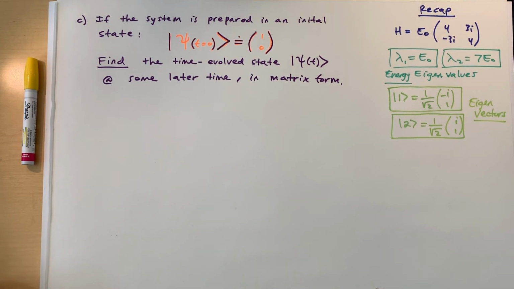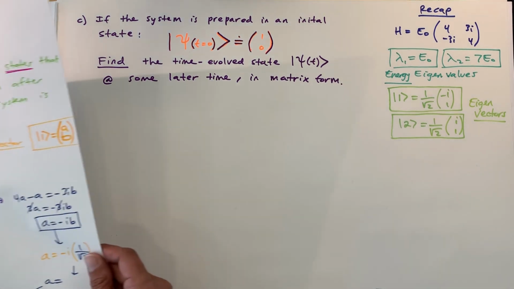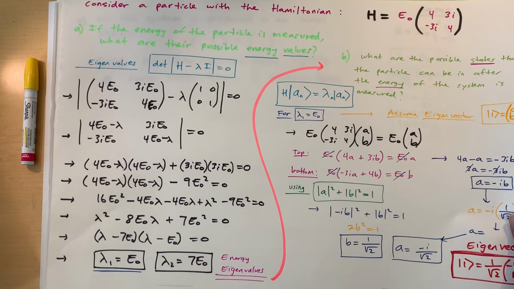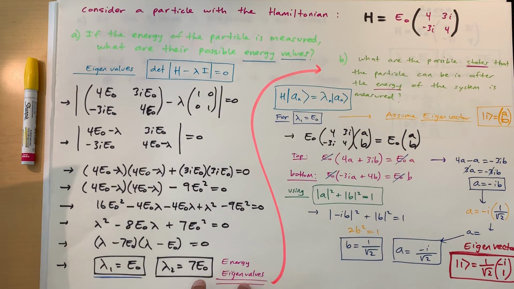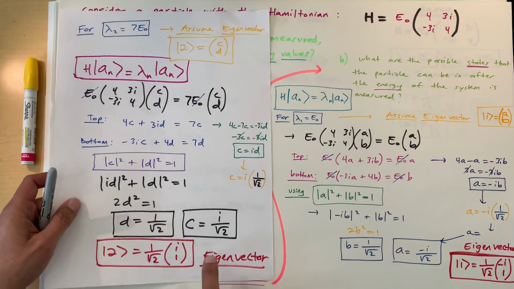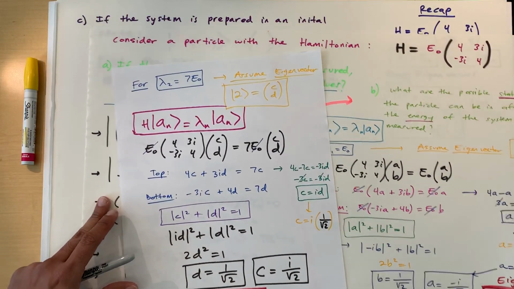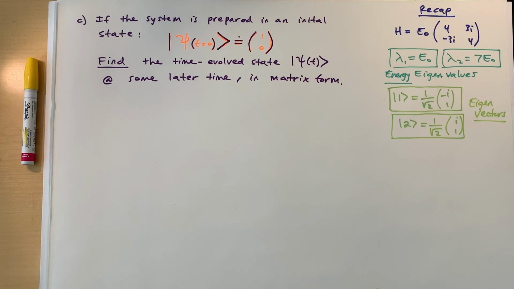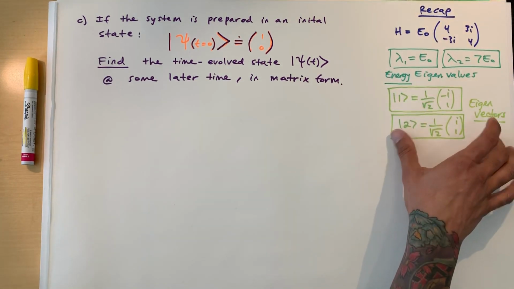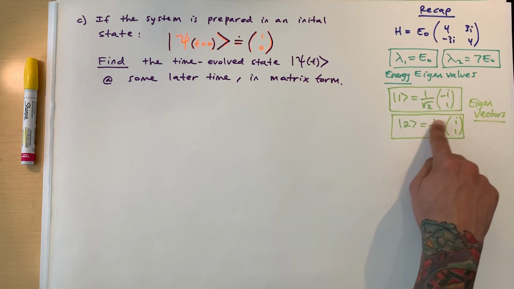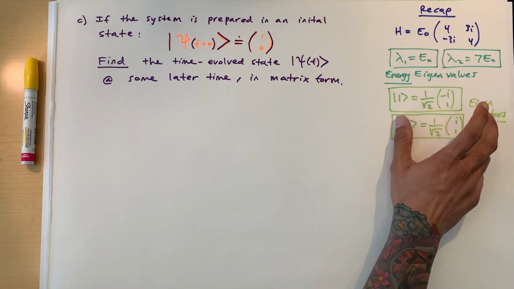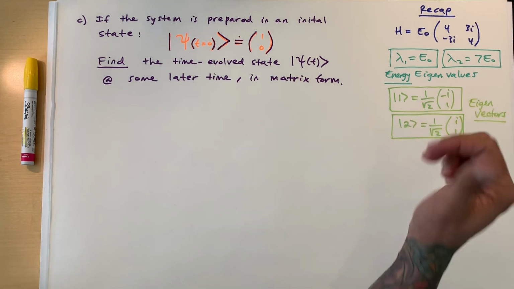So this is the second part of the quantum mechanics problem, part C. Just to refresh your memory, this was the initial question, the Hamiltonian. We found the energy eigenvalues and eigenvectors, right? And now we're going to move on to part C. Here I have a recap of everything: the Hamiltonian, the energy eigenvalues we found, and the eigenvectors from the previous video.